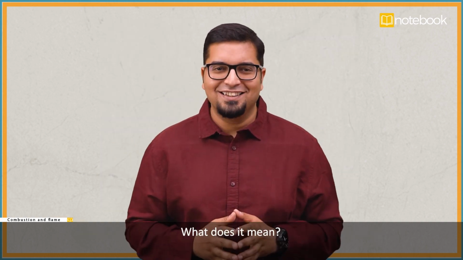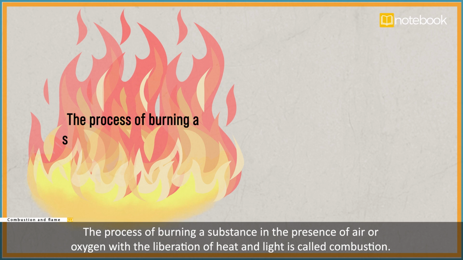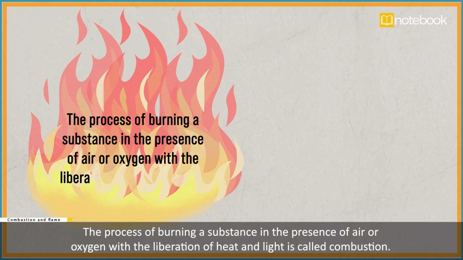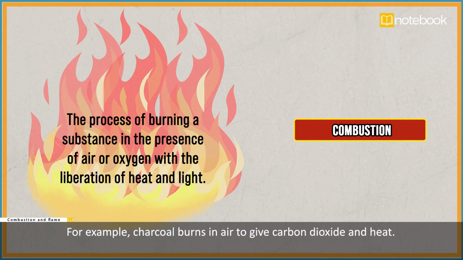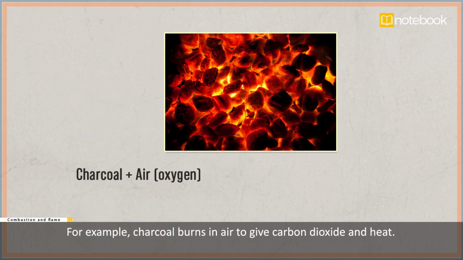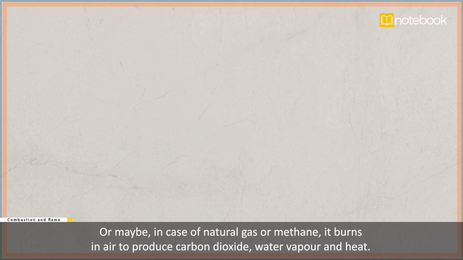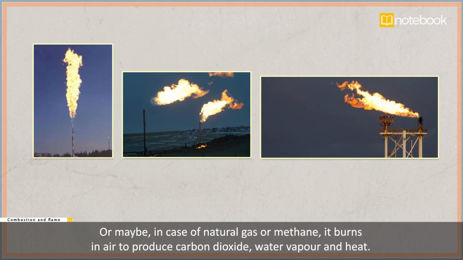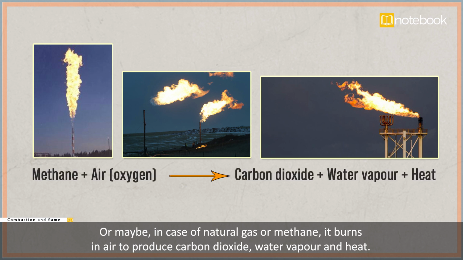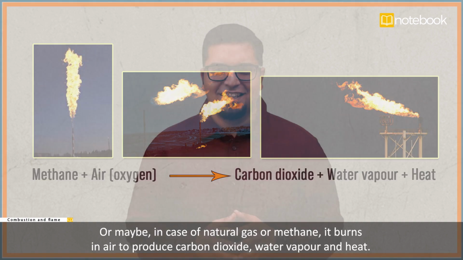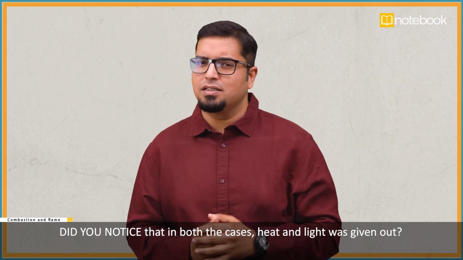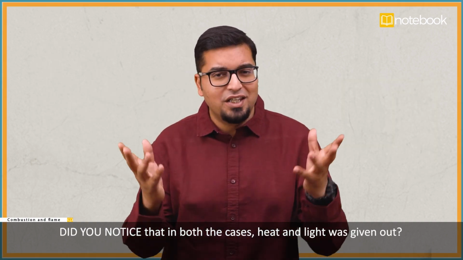What does it mean? The process of burning a substance in the presence of air or oxygen with the liberation of heat and light is called combustion. For example, charcoal burns in air to give carbon dioxide and heat. Or maybe, in case of natural gas or methane, it burns in air to produce carbon dioxide, water vapor and heat. Did you notice that in both the cases, heat and light was given out?